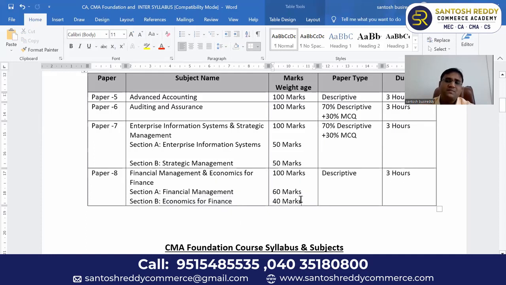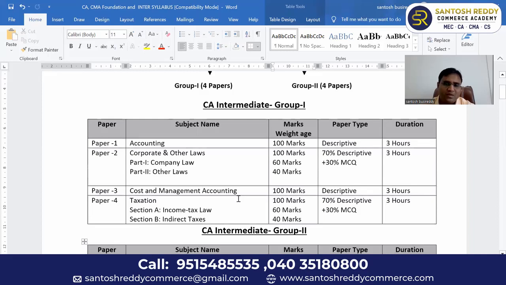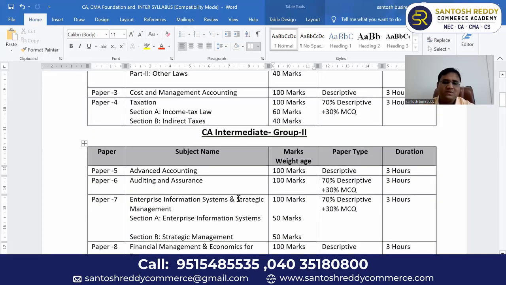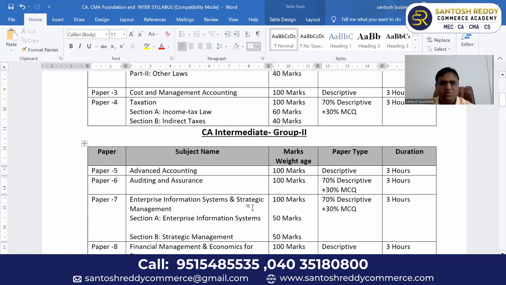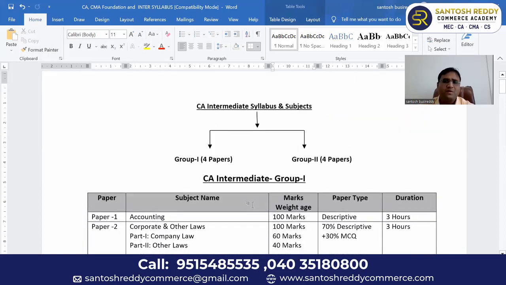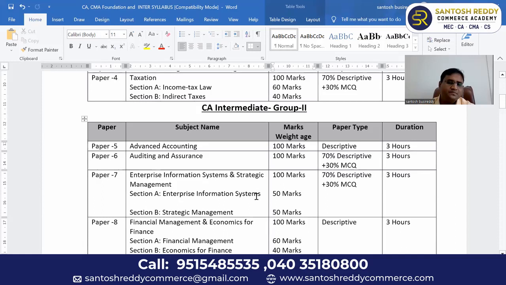It is 40 marks. Where is the difficulty? Already you studied in the BCom, but there is an extension. Some more syllabus will be there. If you perfectly study the BCom, BCom computers or BCom, BBA, whatever, not BBA, BCom persons will be more comfortable. They will feel more comfortable in the CA intermediate. These are total 8 papers.